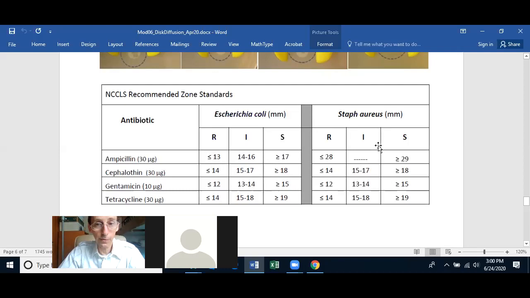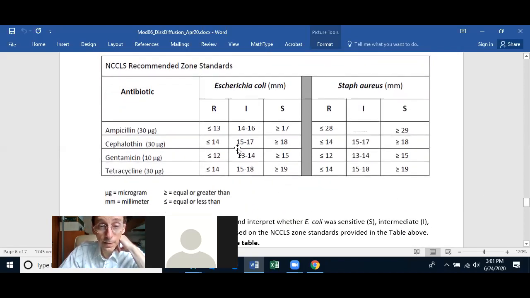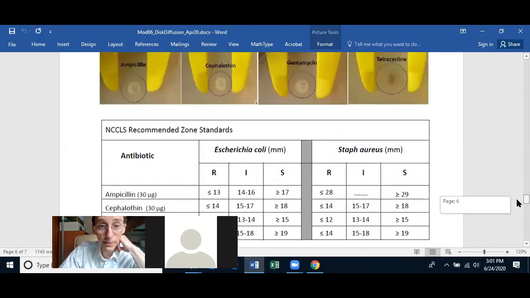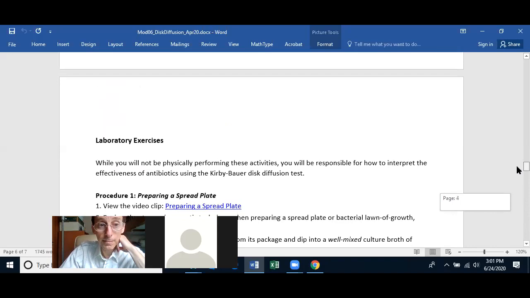With Staphylococcus aureus, there is no intermediate. If it's 29 millimeters or greater, then it's sensitive, Staphylococcus aureus, to ampicillin. And if it's 28 millimeters or less, we say Staphylococcus aureus is resistant. But most species actually have an intermediate. All right, any questions about that? So that's how you look up in a chart and then measure the zone of inhibition and see whether it's resistant or sensitive. Okay? Any questions about that?